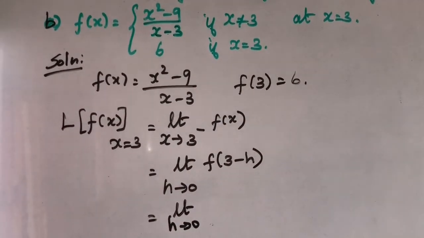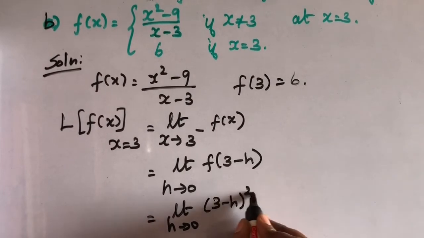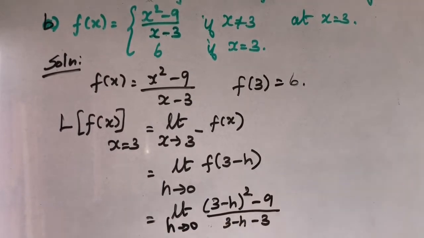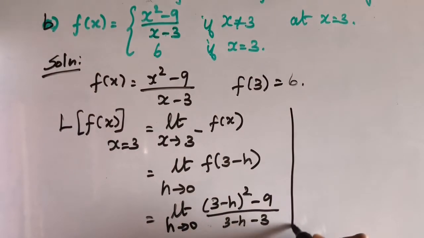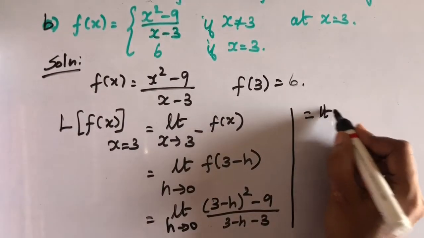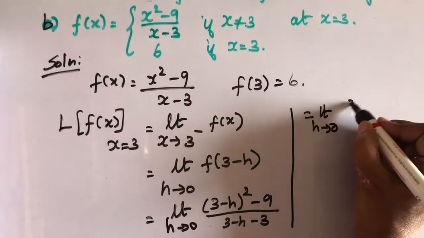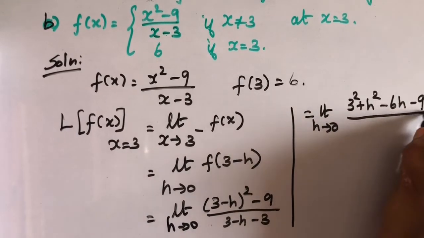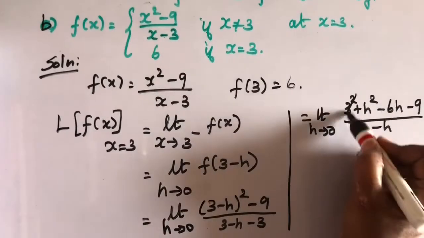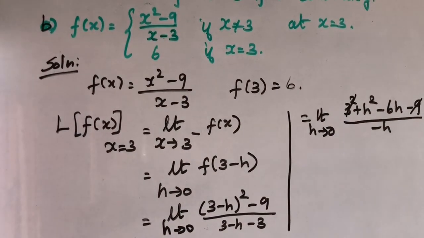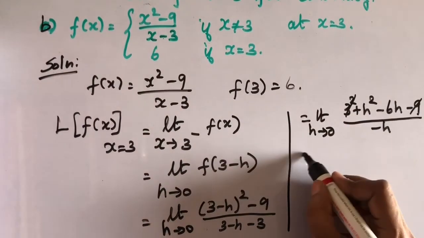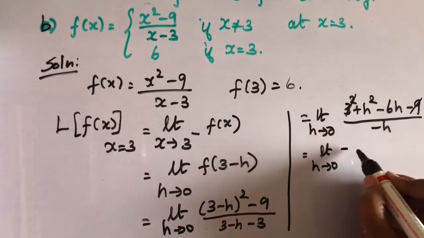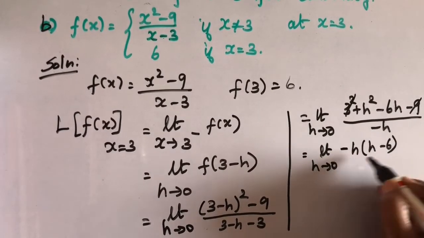So, we can write it as 3 minus h the whole square minus 9 divided by 3 minus h minus 3. Okay. So, that is equal to limit h tends to 0, we will expand the numerator, that is 3 square plus h square minus 6h minus 9 divided by minus h. 3 square minus 9, here 3 minus 3 will get cancelled. Okay. So, h square minus 6h, that is limit h tends to 0 minus, we can bring the minus to the numerator. So, minus h into h minus 6 divided by h.